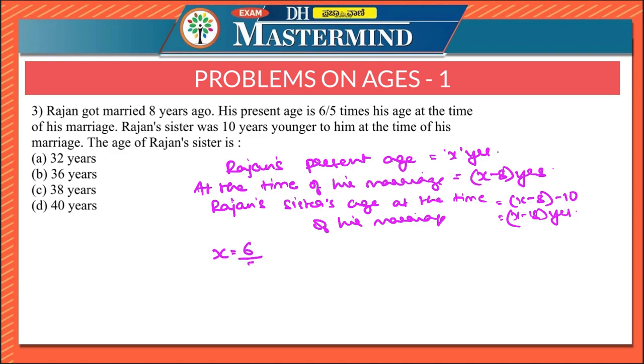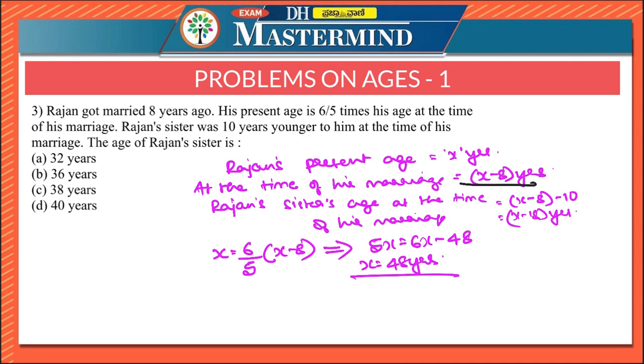6 by 5 at the time of his marriage, his age was X minus 8. We have written it down here. So it is X minus 8. Solving this, we get 5x equals 6x minus 48, and when we solve this we get x equals 48 years. Therefore, Rajan's present age is 48 years.